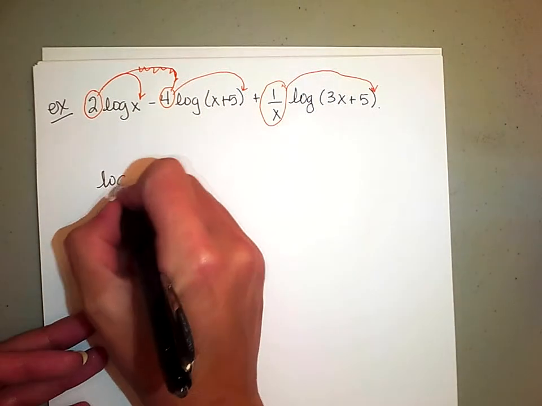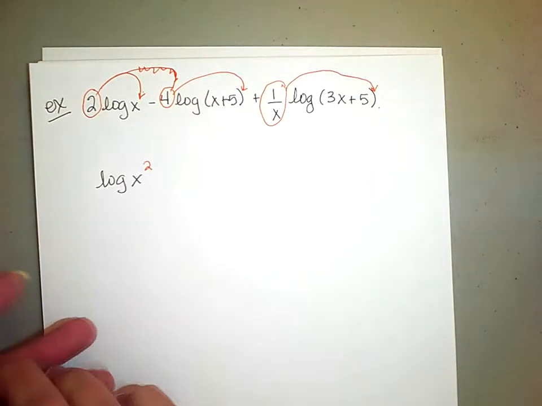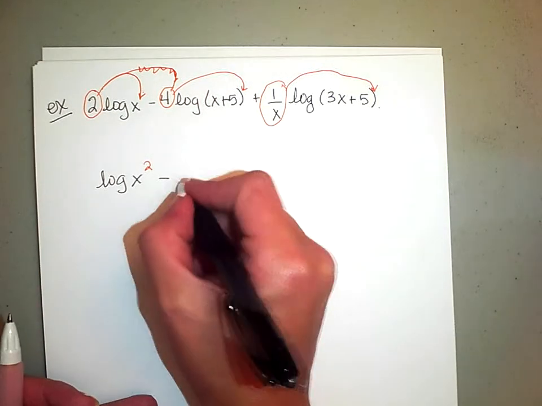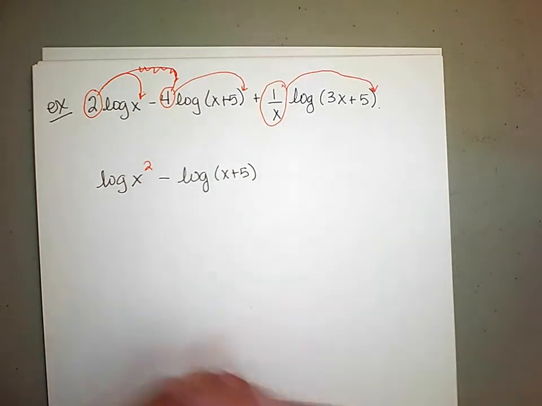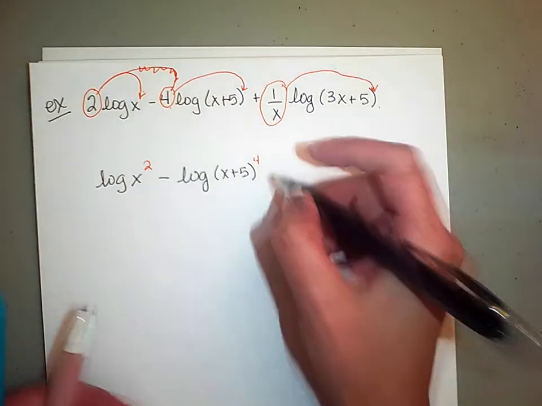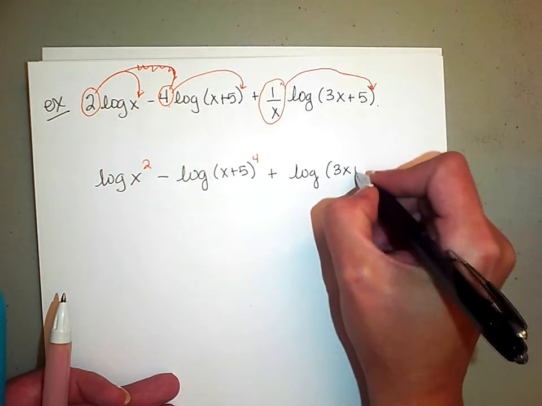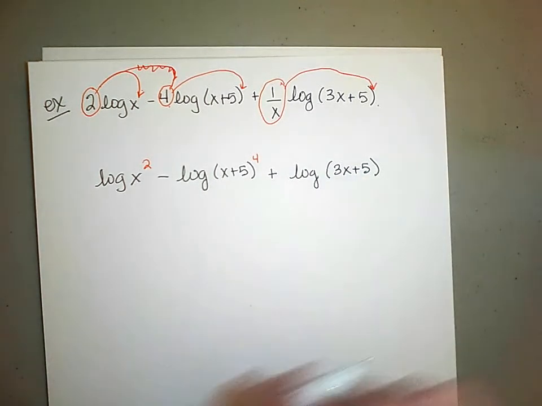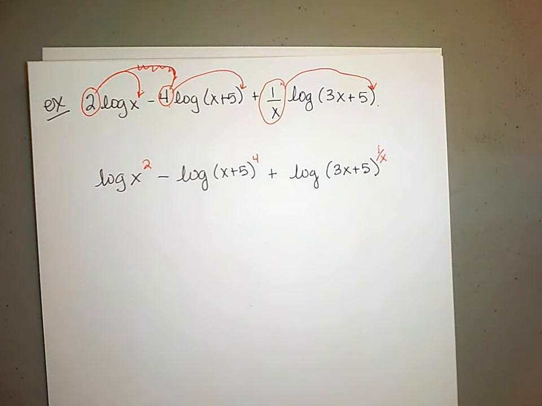So we have the log of x now squared, because we've moved the 2 up, minus the log of x plus 4, now to the 4th power, by moving this 4 up, plus the log of 3x plus 5 to the 1 over x power. Okay, so now we can start combining.